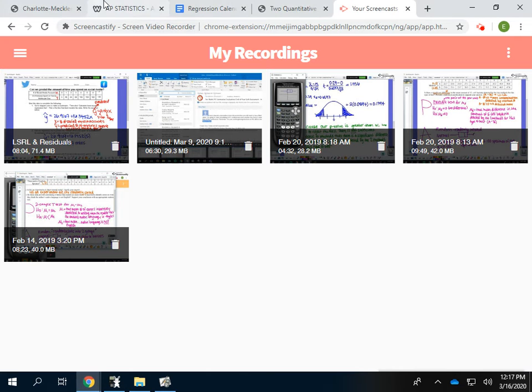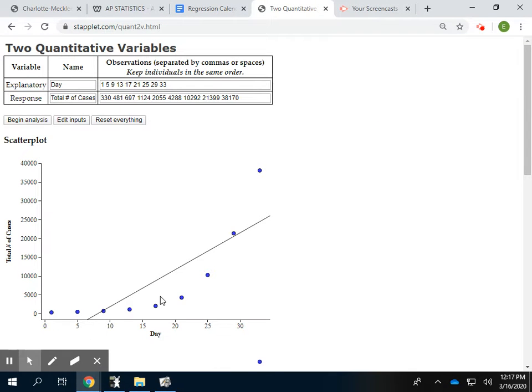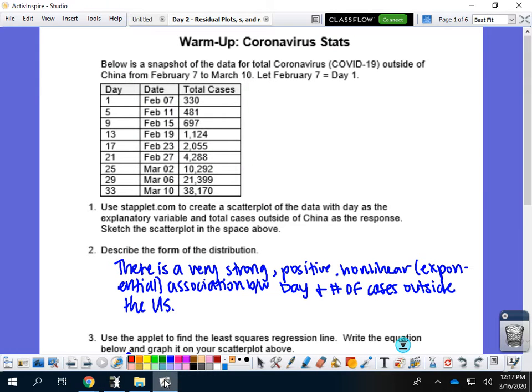All right, so first, let's look at this scatter plot. I have it pulled up right here. I went ahead and added the line through it, but this is definitely a strong pattern. As you can see, it's positive because it's increasing. It's not linear, though. This line indicates a linear pattern, and this does not fit. So we're definitely going to go with a very strong, positive, non-linear, it looks more exponential association between day and number of cases.